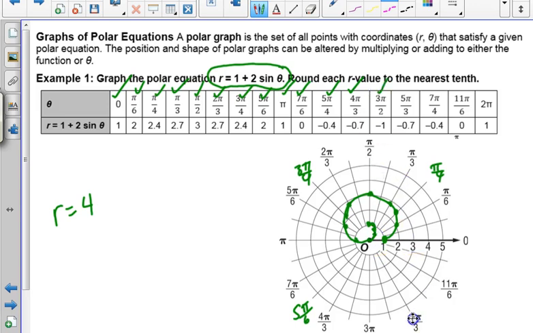Okay, keep going around to 5 pi over 3, which is this line right here, except I'm supposed to back up negative 0.7 again. And then 7 pi over 4, which would be this. I'm supposed to back up 0.4. And then I'm supposed to be back to the pole. And then at 2 pi, I'm back out here to 1. Okay. Anybody get something that looks kind of like that? Like a circle with a loop in the middle?